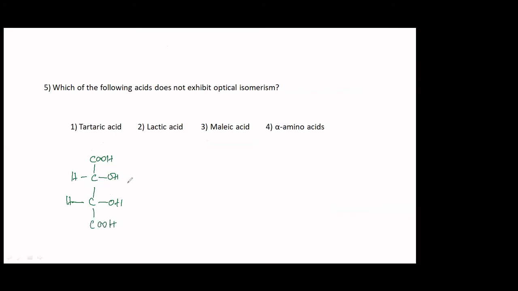I have written meso tartaric acid. It has got D and L also. These OH groups must be interchanged. Then you have got lactic acid, which is CH3, CHOH, COOH.